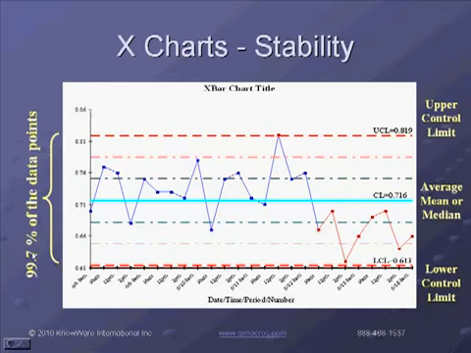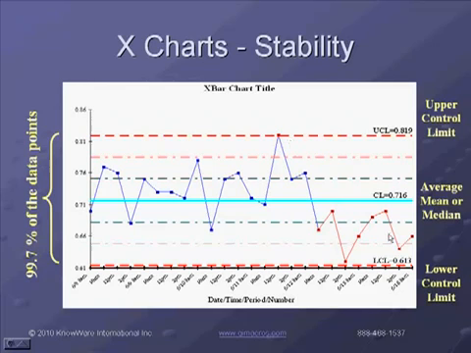Now, 99.7% of all of the data points are going to fall between the upper and the lower control limit. That means 997 out of 1,000 are going to fall in here. So if you have one point like this red one up here that falls above the control limit, and we only have 20 or 30 points here, that's pretty unlikely.